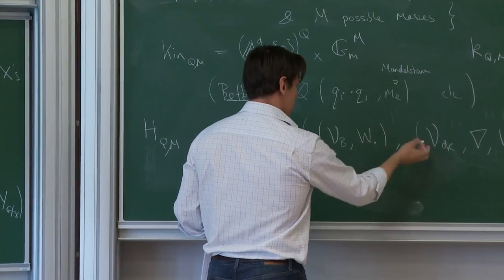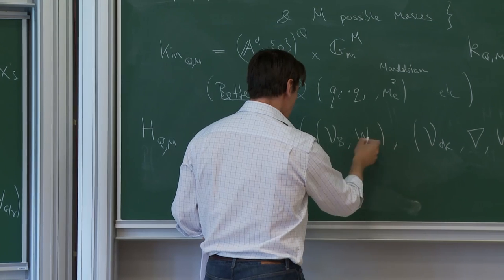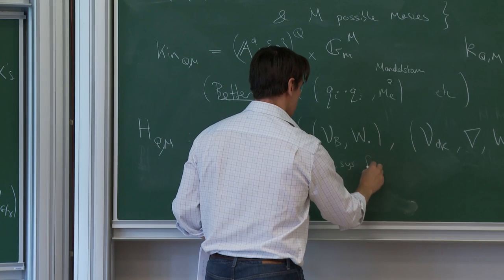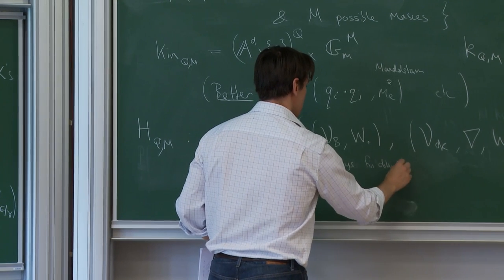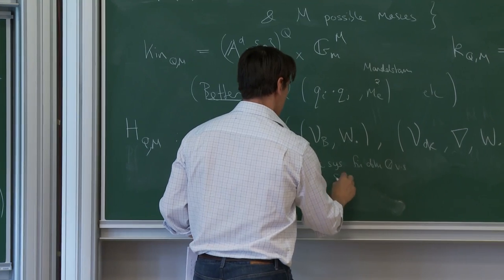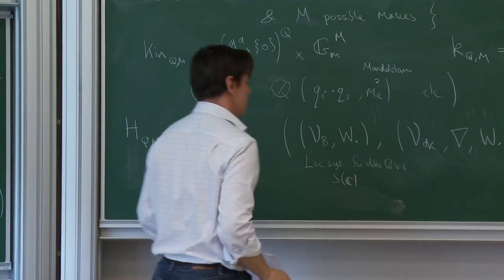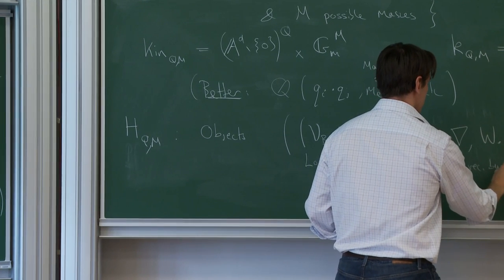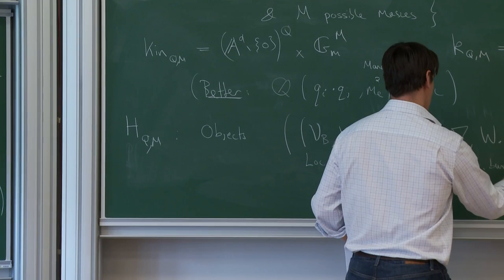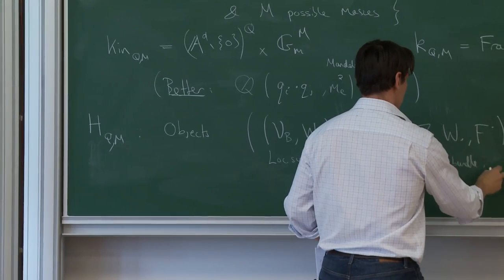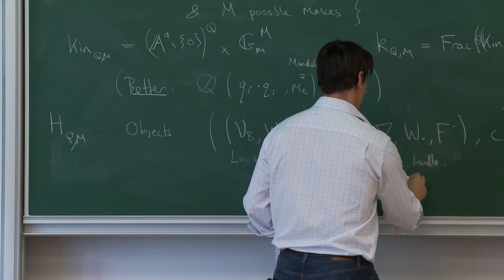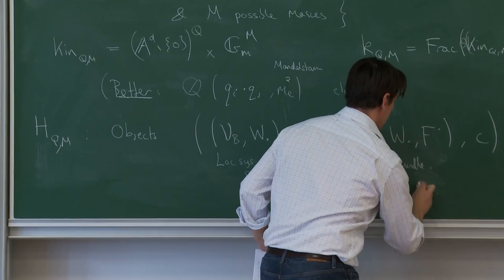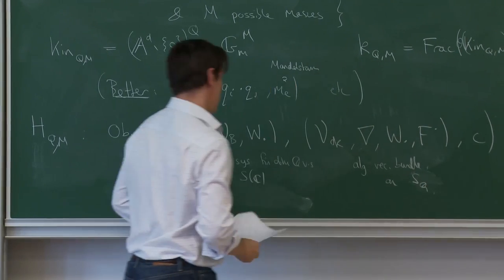Here, the category consists of pairs, where this is a local system of finite dimensional Q vector spaces on the complex points of some open in the space of kinematics. V de Rham is an algebraic vector bundle over Q of finite type with a flat connection and regular singularities at infinity on SQ. And there's a whole bunch of axioms that I don't want to go into.